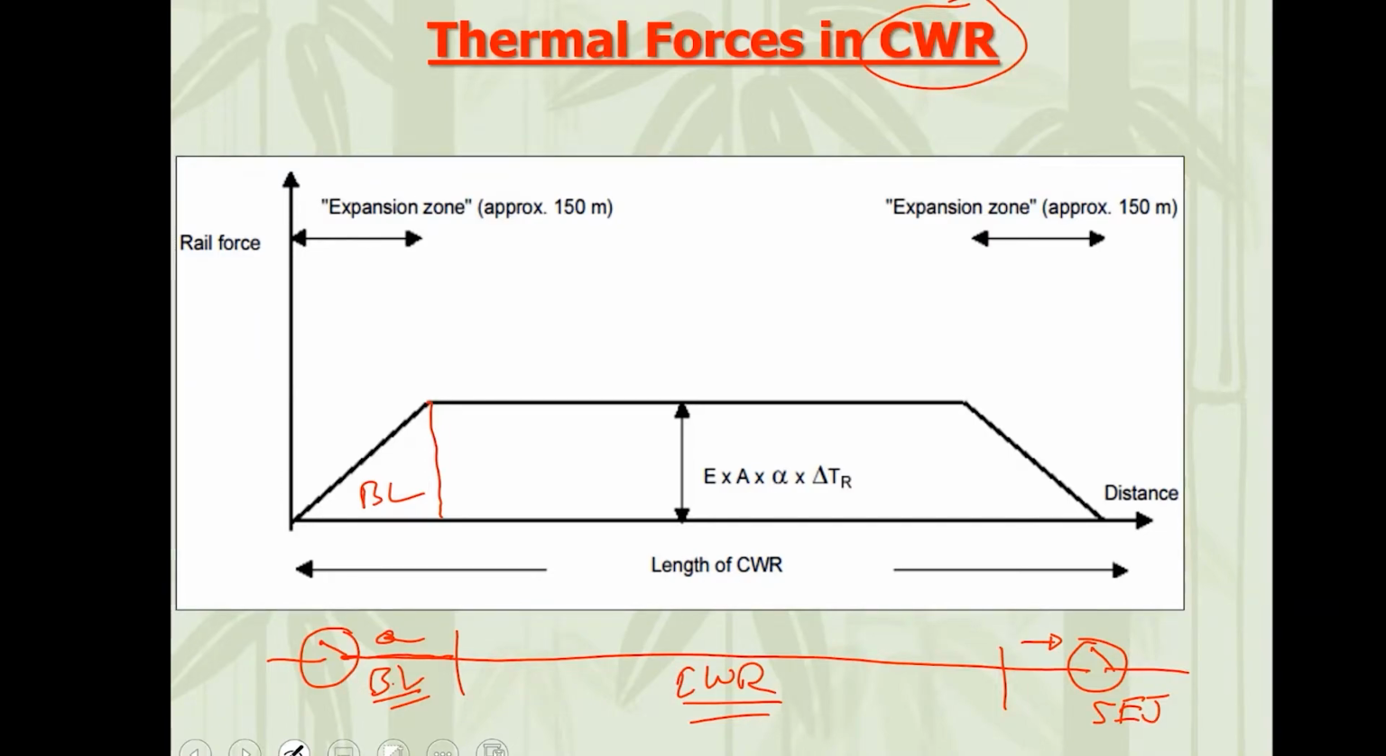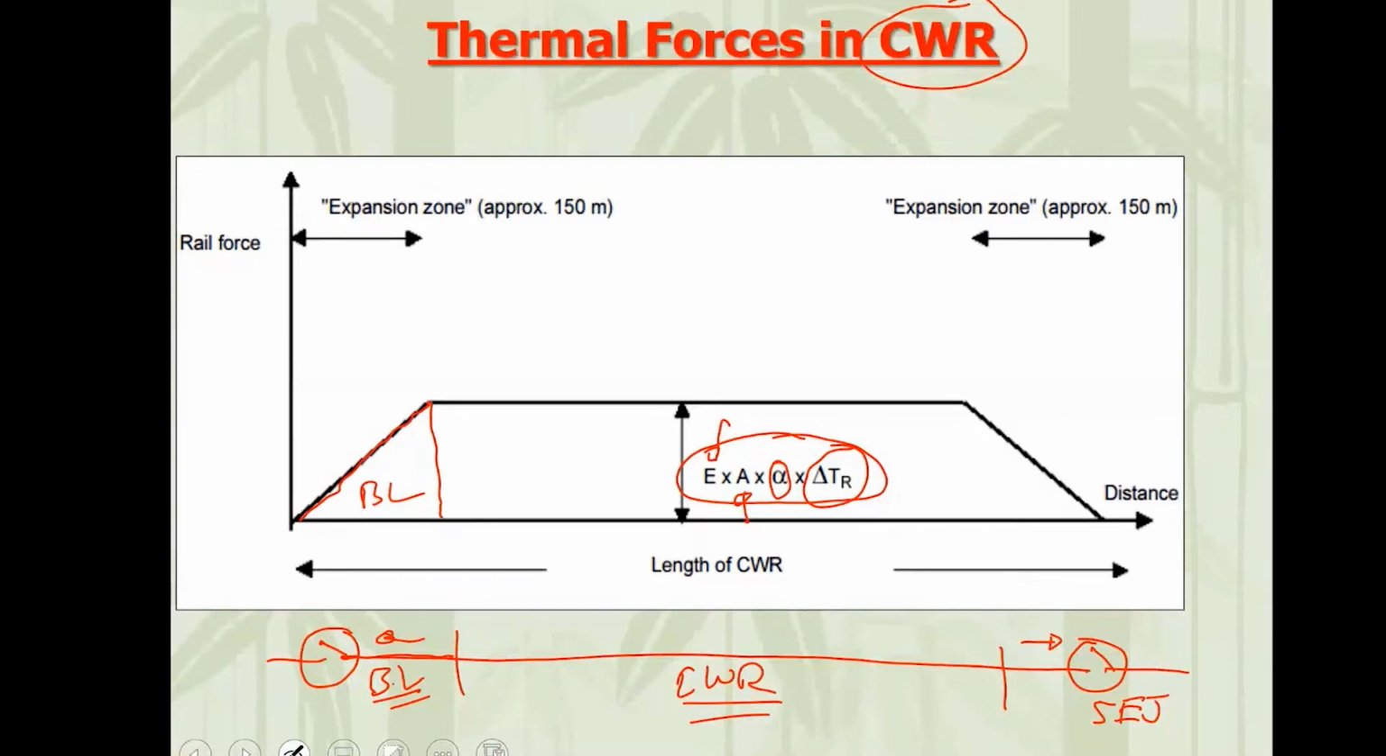As soon as expansion starts, at every sleeper longitudinal resistance is mobilized. So that longitudinal resistance will go on adding at each sleeper, and finally it comes to the maximum value, and the maximum value is given by this formula: E A alpha delta T R. E is the modulus of elasticity of steel. A is the cross-sectional area of your rail. Alpha is the coefficient of thermal expansion of the rail steel. Delta T R is the change in temperature from the reference temperature. That reference temperature is the temperature at which we have fastened the rail with the sleepers, or the stress-free temperature of the rail.